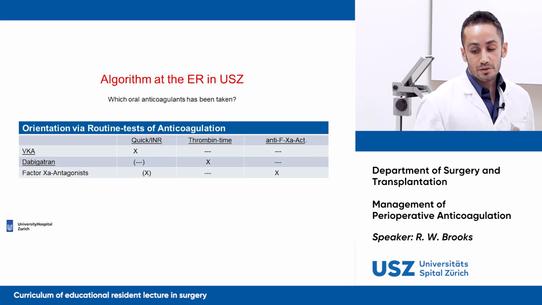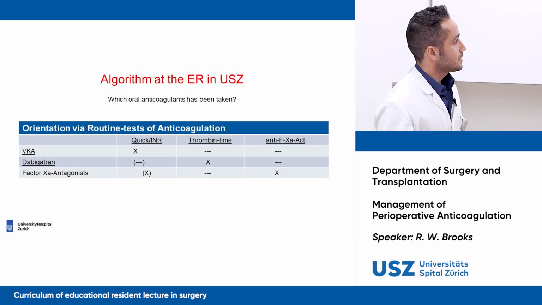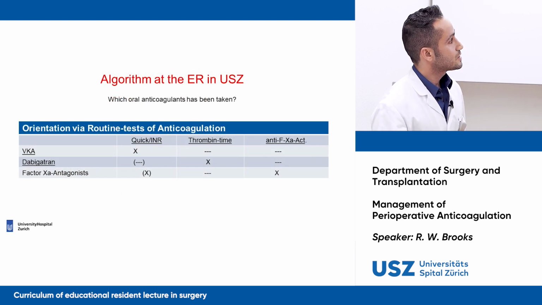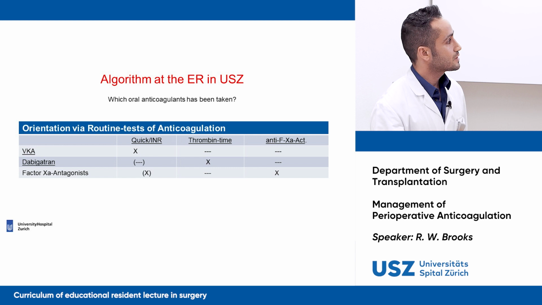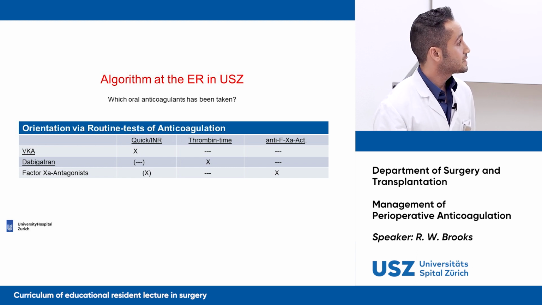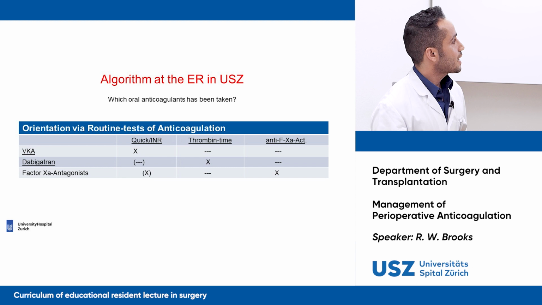We have an algorithm at the University Hospital in the ER, which has been established in the last years. If we have a patient in the ER who is taking anticoagulants and we do not know which medication it is, we have the possibility to check the quick and INR, the thrombin time, and the antifactor 10 activity. If you go through these lab tests, there is the vitamin K antagonist.